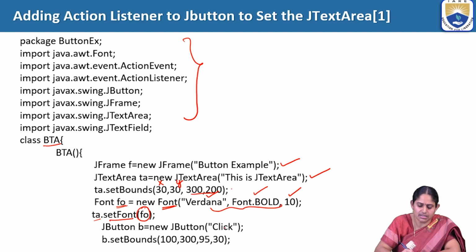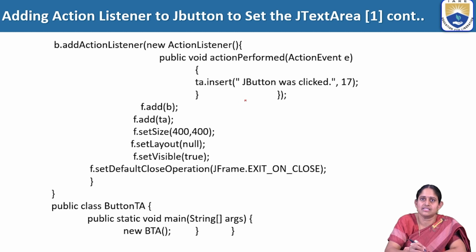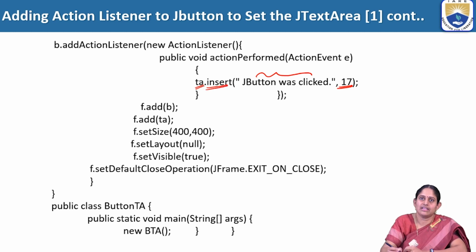Now we are creating a button named clicked with its x and y coordinates at 100 and 300, and the length and width as 95 by 30. Now again we are making use of the action listener. In this, when that button is pressed, we are placing this string at location 17. To insert the string at that particular location, we are calling the method insert, which is available inside the text area. This method will insert the given text at the particular point 17.